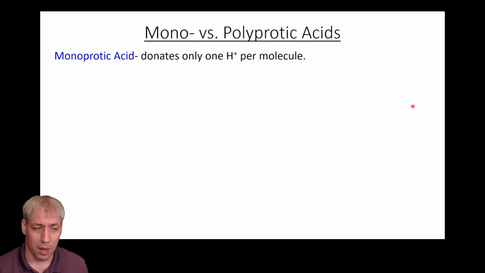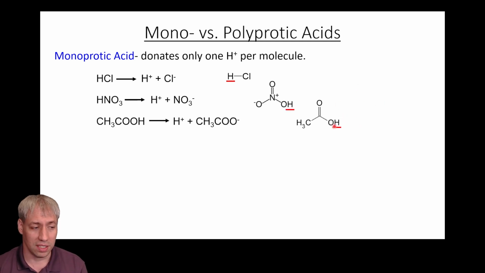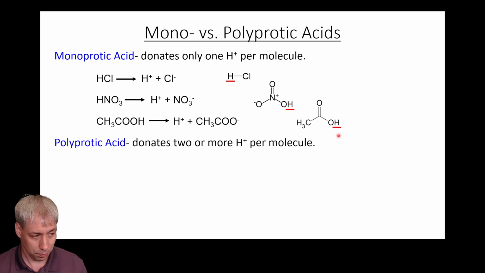When comparing mono and polyprotic acids, it's exactly what it sounds like. Going back to Latin roots, mono means one, poly means many. A monoprotic acid is a species that only donates one proton per molecule. Something like HCl donates one H+. HNO3 donates one H+. Vinegar, acetic acid, donates one H+, at least under normal conditions.